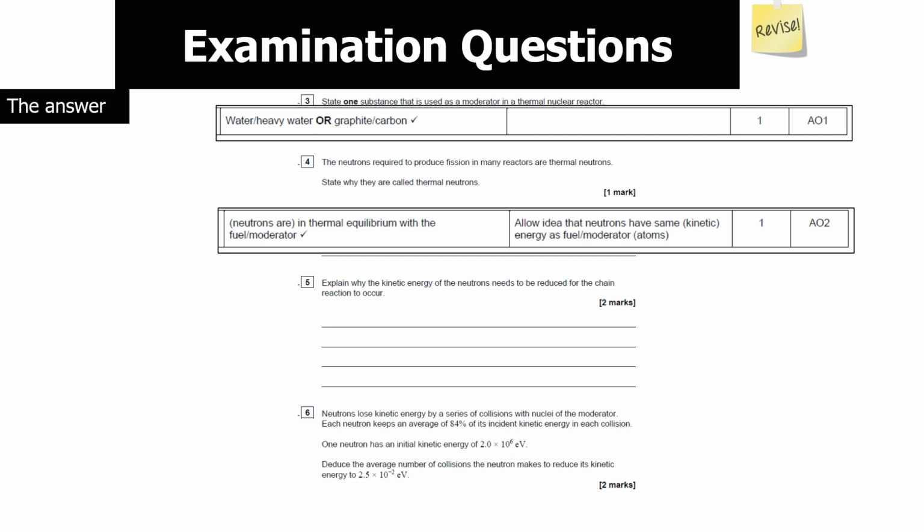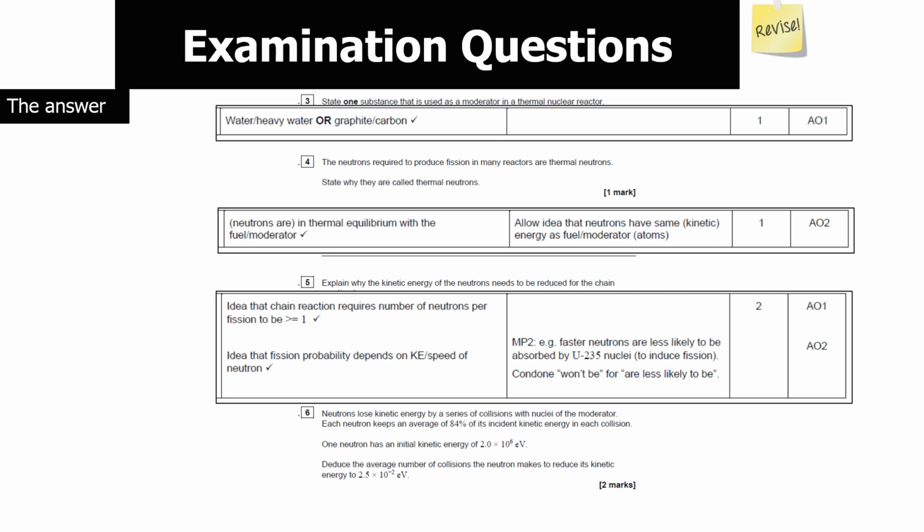Now why does kinetic energy need to be reduced? Well, it's the idea that we need the neutrons produced in the fission process to cause fission in other nuclei, and at least more than one in each event does that. Now whether the neutron will be accepted by the nucleus depends on its kinetic energy. So the faster neutrons are less likely to be absorbed by the uranium-235 nuclei and therefore to induce fission. So reducing the kinetic energy increases the probability of acceptance into the nucleus and fission taking place.